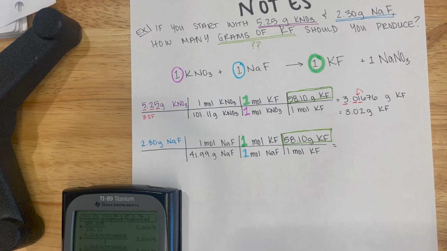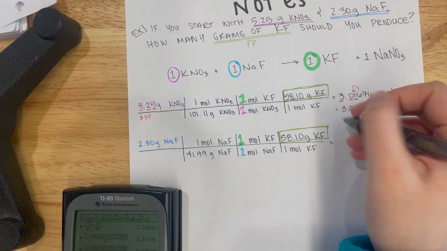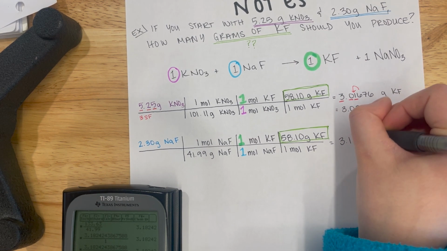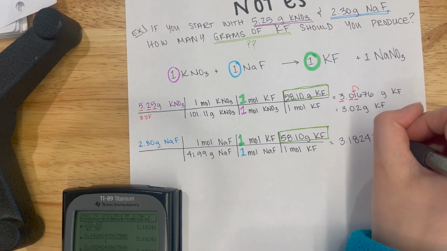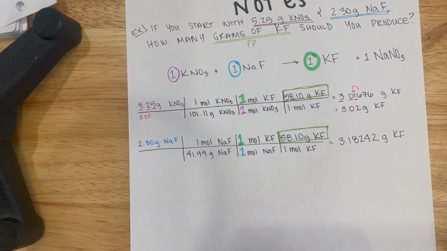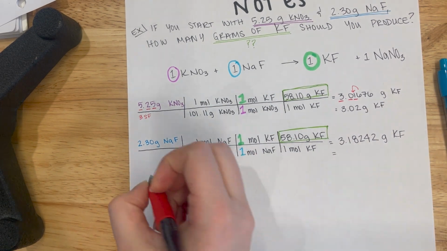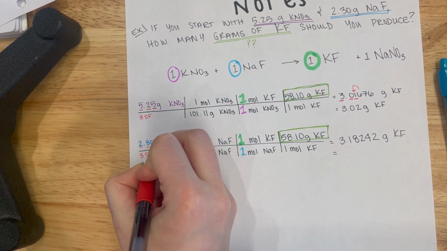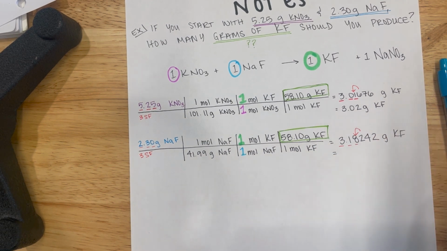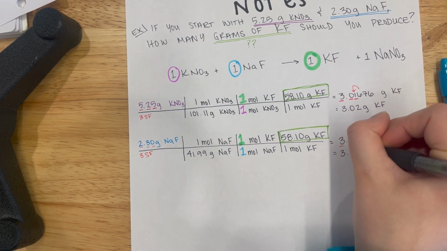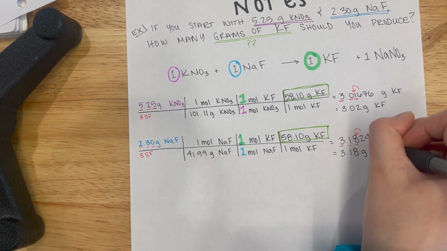So let's plug this one into our calculator. We do 2.30 times 1 times 1 times 58.10 divided by 41.99 divided by 1 divided by 1. And we get that this answer is 3.18242 grams of potassium fluoride. Now, let's sig fig that as well. We get 3 sig figs to start, 1, 2, 3. So this answer is 3.18 grams of potassium fluoride.